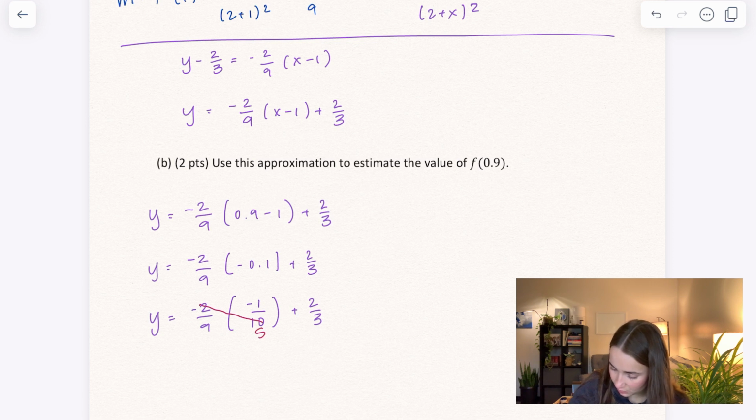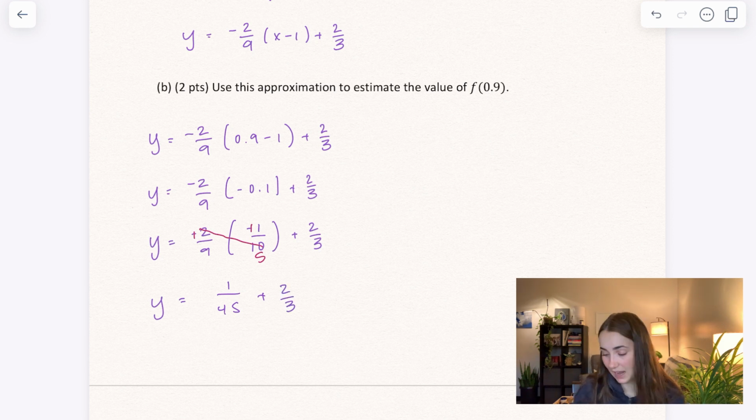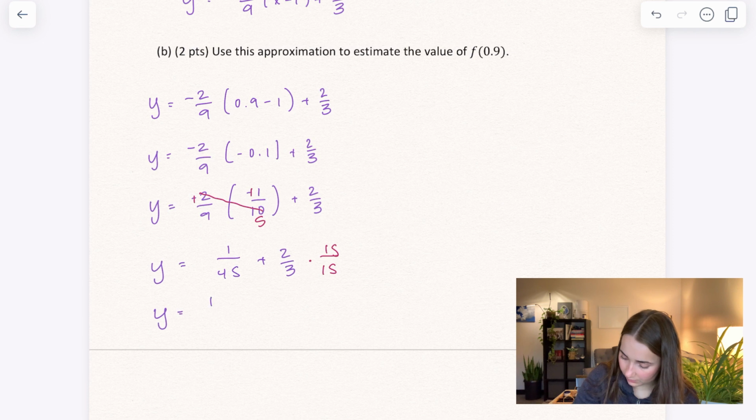And actually the negatives cancel each other out. So here we get y is equal to 1/45 plus 2/3. That's getting pretty close. I would say that's okay, but I'm going to take it a step further. I'm going to multiply this by 15/15 to create a common denominator. So I get y equals 1/45 plus 30/45, and that is going to be equal to 31/45, and that is our final solution.